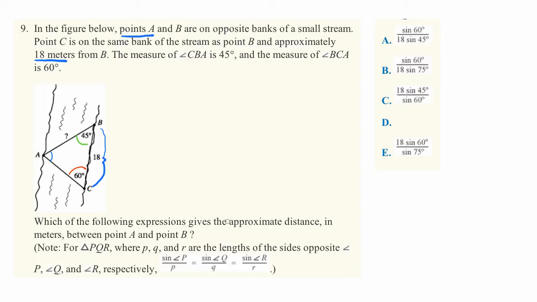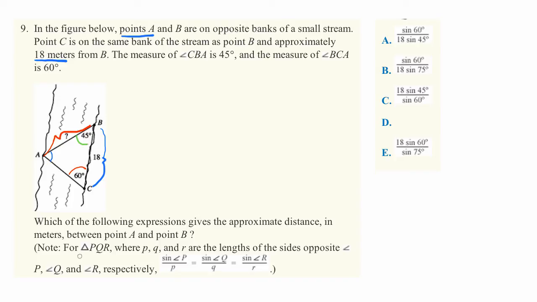Which of the following expressions gives the approximate distance in meters between point A and point B? So they're talking about this distance, which they've labeled with a question mark. How long is this distance in red? All right, now they give a really important equation down below, which makes this problem easy to solve if we understand what the equation means.